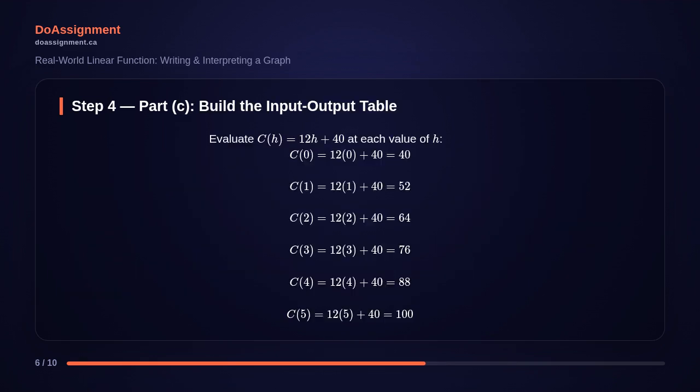Now let's build the input-output table. We substitute each hour value into the function. At 0 hours, the cost is $40. At 1 hour, it's $52. At 2 hours, it's $64. At 3 hours, it's $76. At 4 hours, it's $88. And at 5 hours, the total cost reaches $100.